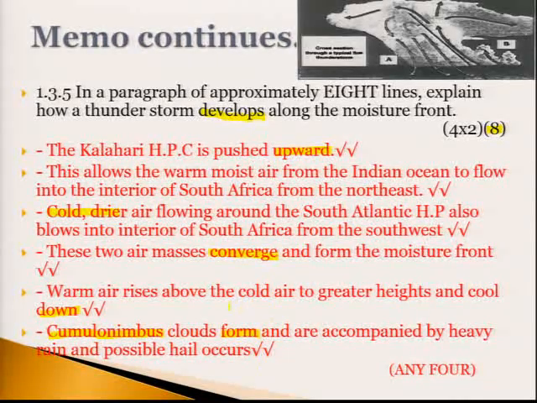When you talk of your rain-bearing clouds, we talk of your cumulonimbus, which will be formed when you have air that comes from the Atlantic Ocean, which will be cold, and air that comes from the Indian Ocean that will be warm. When the two air masses meet along your moisture front, automatically your warm air will be forced to rise. That's why we say warm air will rise above the cold air. Once the warm air starts to rise, it will condense, forming your cumulonimbus clouds, which are accompanied by your heavy rainfall.